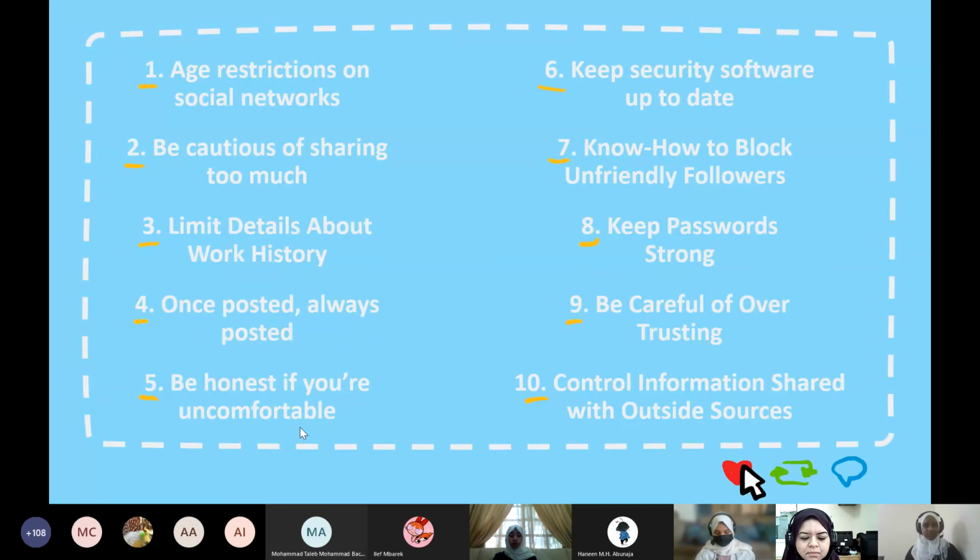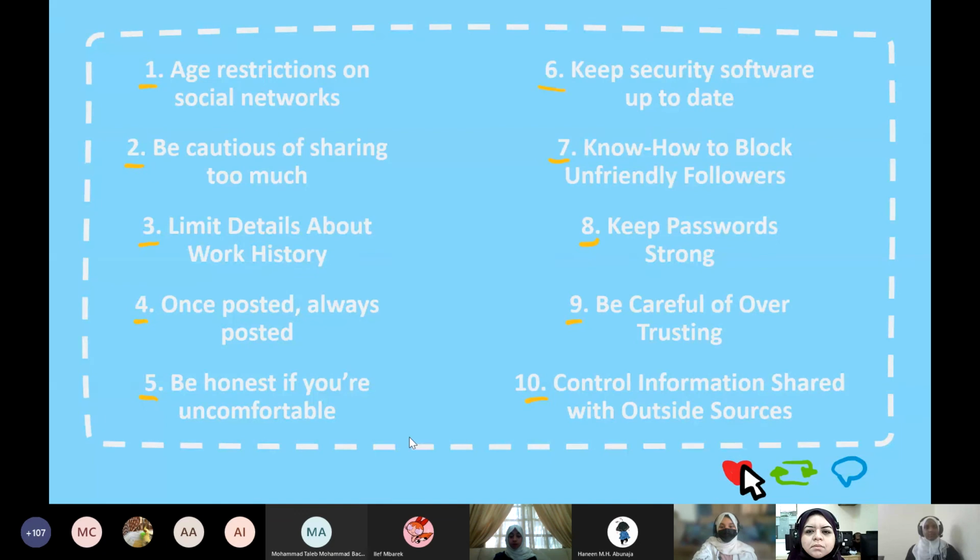Number four, once posted, always posted. Protect your reputation on social networks. What you post online stays online forever. Think twice before posting any personal pictures or personal information. Recent research found that 70% of job recruiters reject candidates based on information they found online. Keep personal information personal.